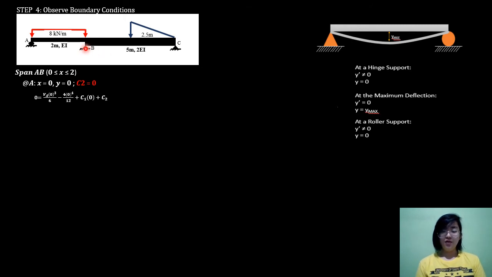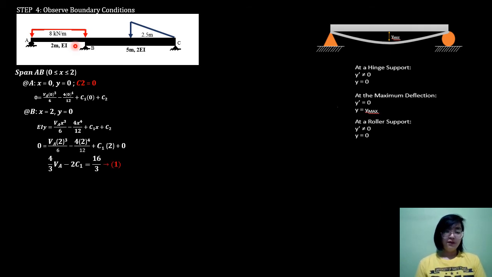Let's go to point B. What do we have? At a hinge support, y is equal to 0 also. So, let's use that boundary condition. At x is equal to 2, because in distance, in length, y is equal to 0. Let's substitute again from the deflection equation. We will get this one, the first equation, which is 4 over 3 VA minus 2C1 is equal to 16 over 3. Here, it is more on substitution. So, we already have our first equation.